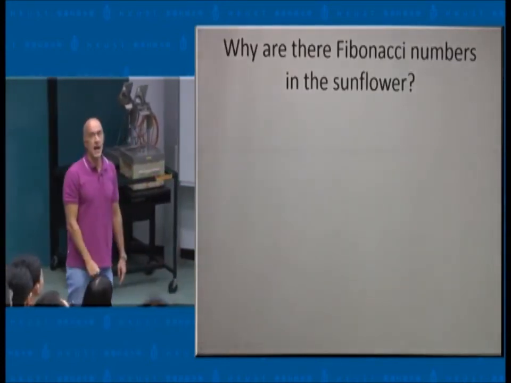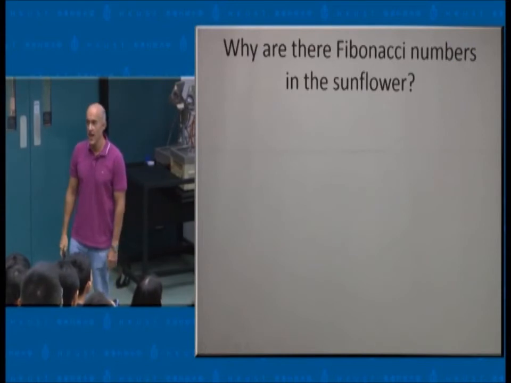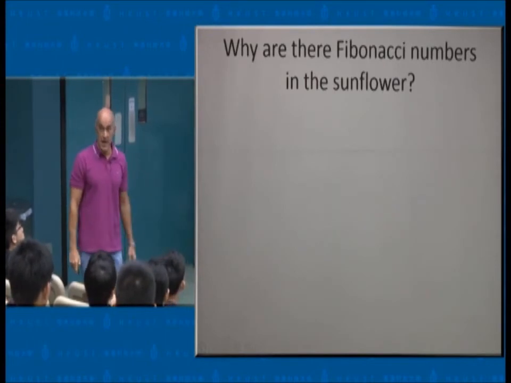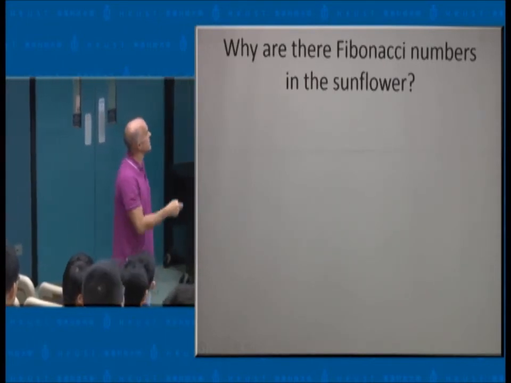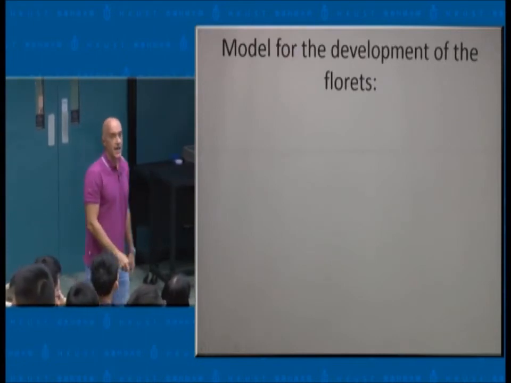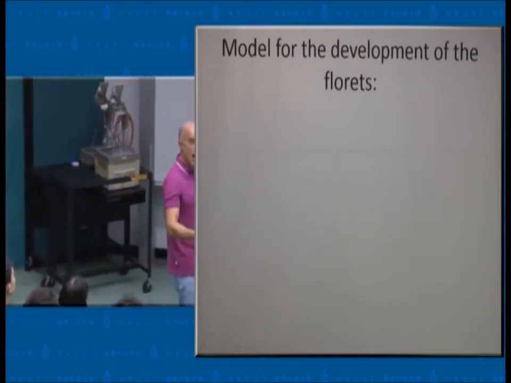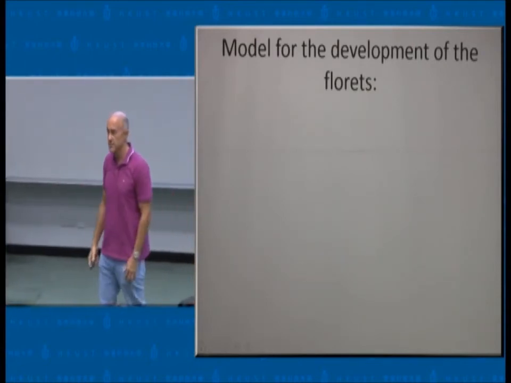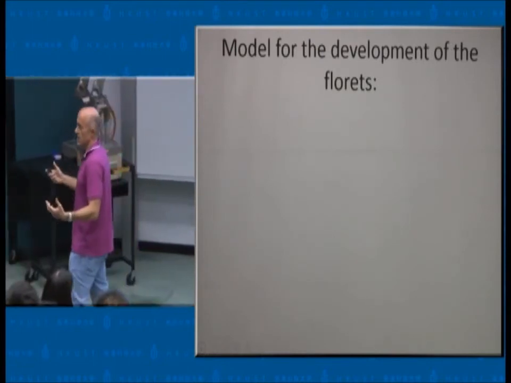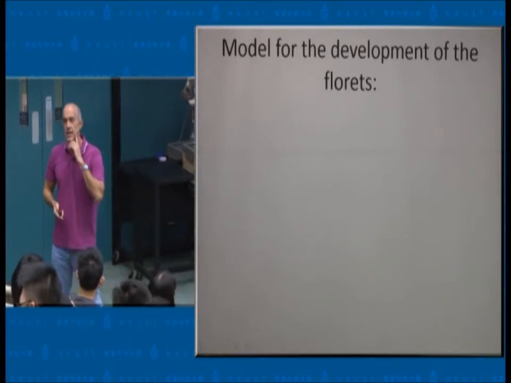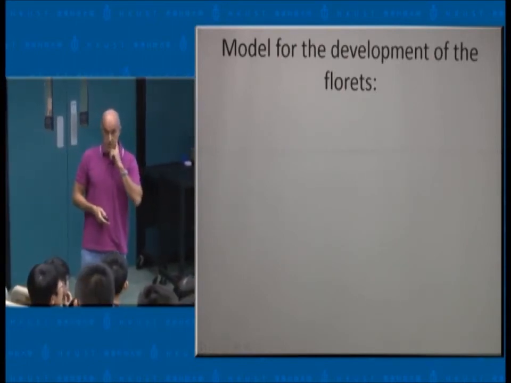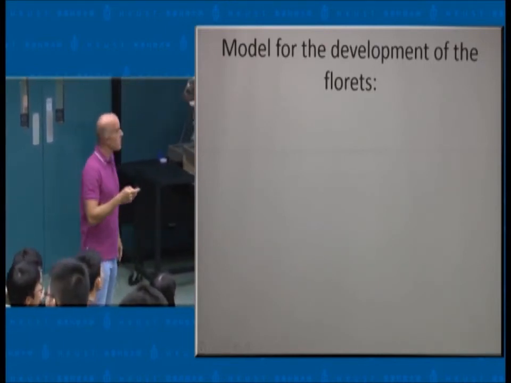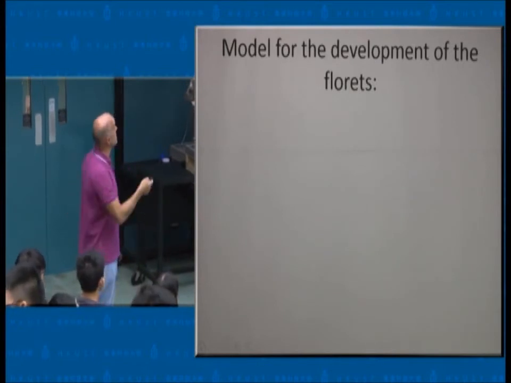So why are there Fibonacci numbers in the sunflower? That's the question. Why are two numbers from the Fibonacci sequence in the spirals of the sunflower? So I'm going to make a model of the growth of a sunflower head, to try to give you an explanation of why we're getting Fibonacci numbers in the counts of the spirals. It's a very simple model, just to get the main idea across.